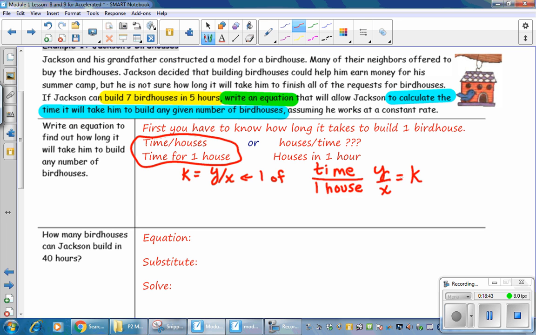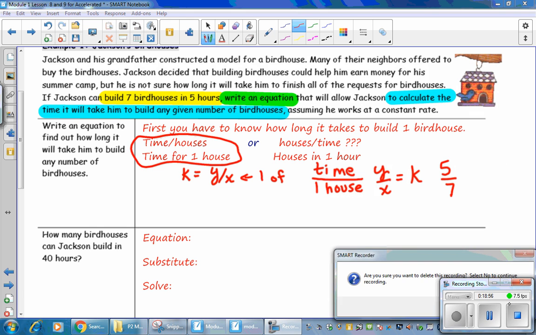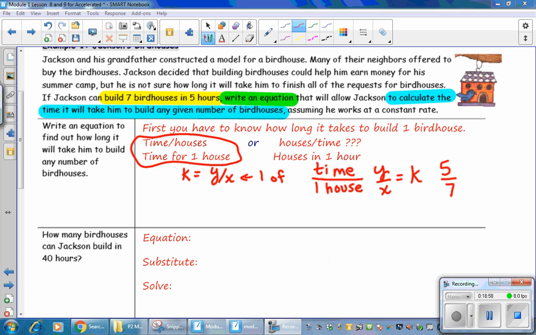So we know that to build 7 birdhouses, it takes 5 hours. And then we do 5 divided by 7, and we round that to the tenth place. 5 divided by 7 equals 0.7. So we want to write our equation. Remember, you start with the structure of y equals kx, and then you substitute k. So our equation is y equals 0.7x.